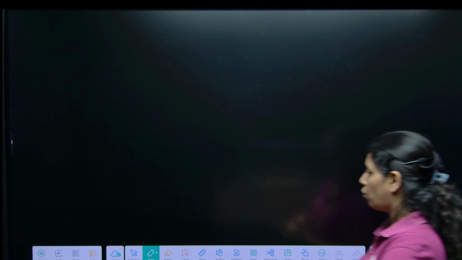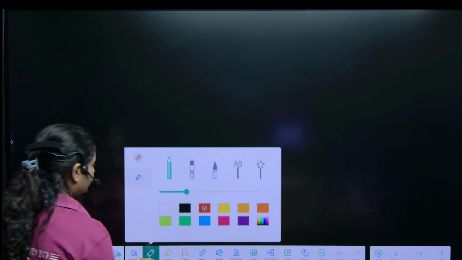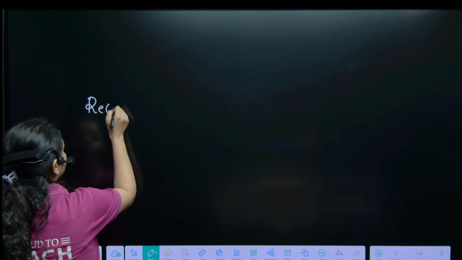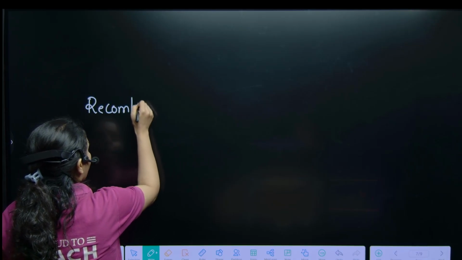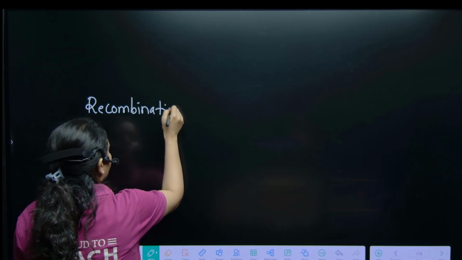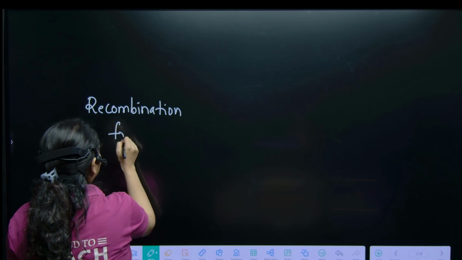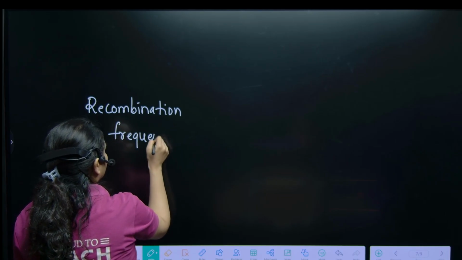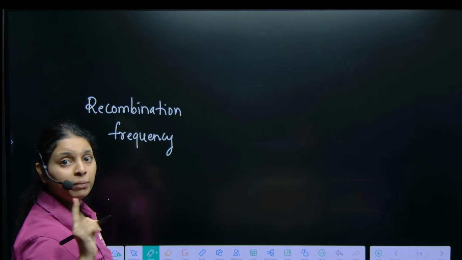We are done with the cross. Always, the recombination frequency which we get. Okay, very important point: recombination frequency.